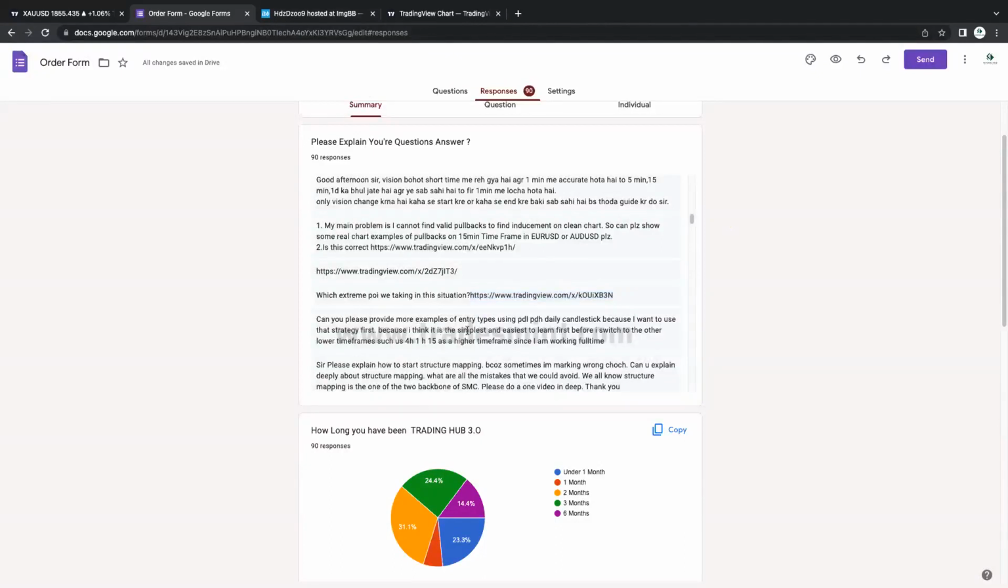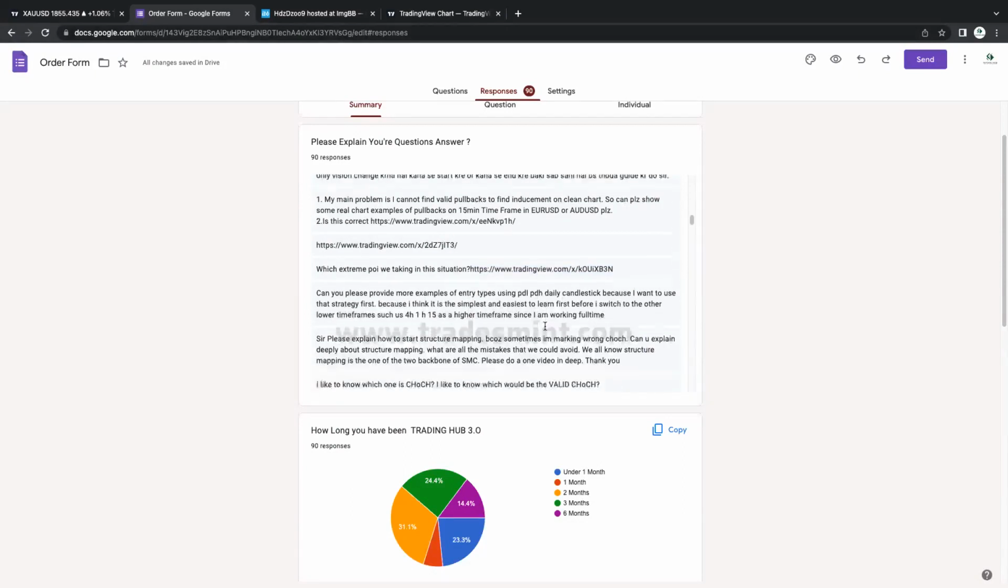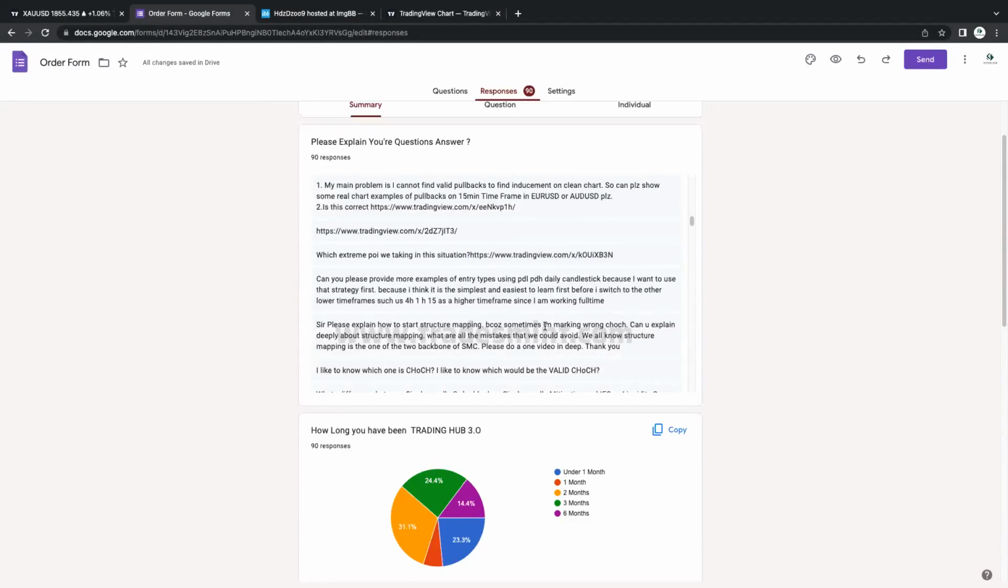Can you please provide more example entry types using previous day high or low? Sir, previous day high or low is mentioned in the ebook and videos also. You can backtest them first of all.